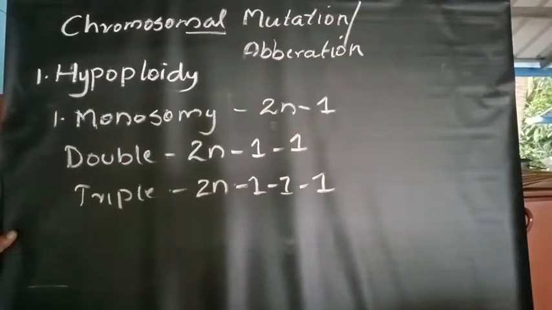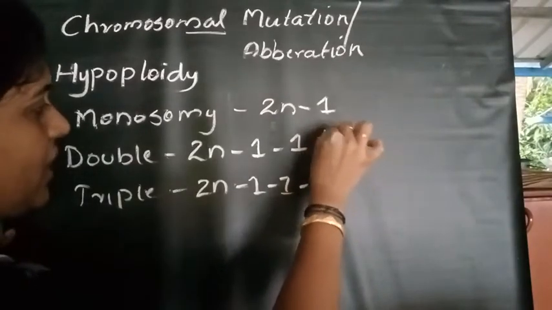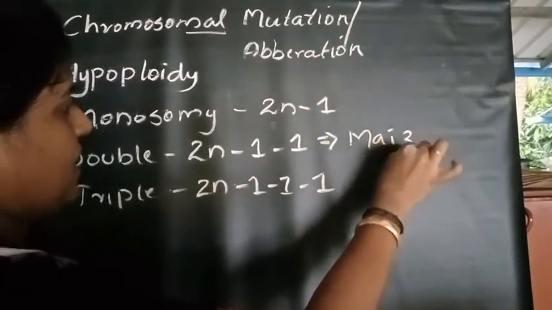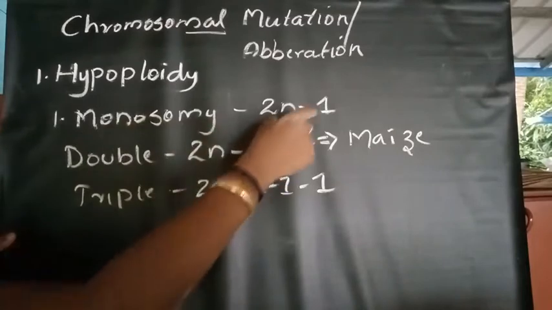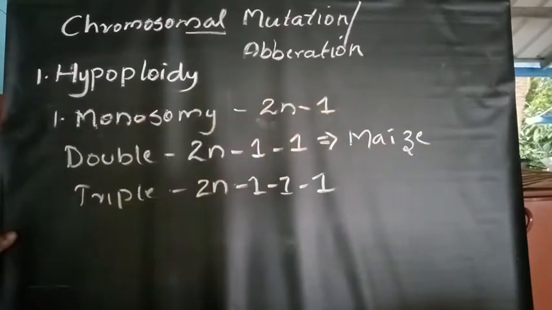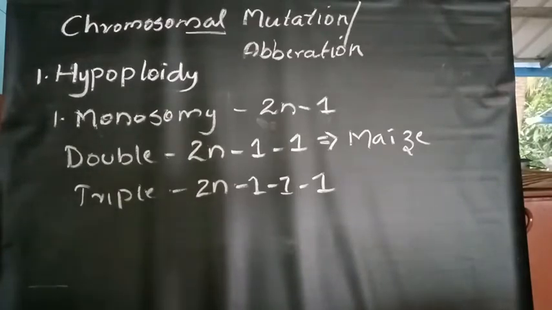Double monosomies are observed in the plant maize. Monosomy is the loss or deletion of an individual chromosome from a basic set of chromosomes. Double monosomy is the loss of two individual chromosomes from two different chromosomal pairs. Triple monosomy is the loss of three different individual chromosomes from three different chromosomal pairs. Clear? So that's all about monosomy.